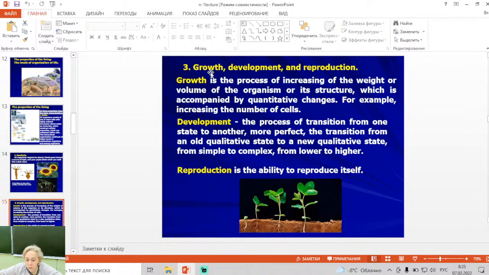Next properties, growth, development, and reproduction. What is growth? Growth is the process of increasing the weight or volume of the organism or its structure, which is accompanied by a quantitative change. For example, increasing the number of cells. Development is the process of transition from one state to another, more perfect. The transition from an old qualitative state to a new qualitative state, from simple to complex, from lower to higher.